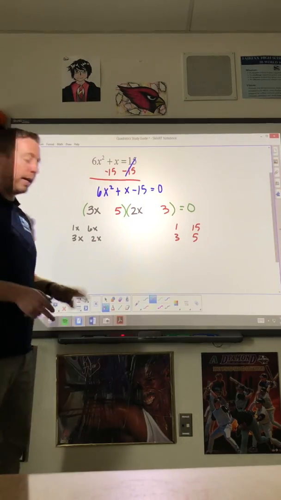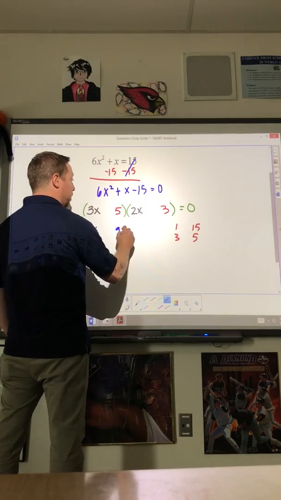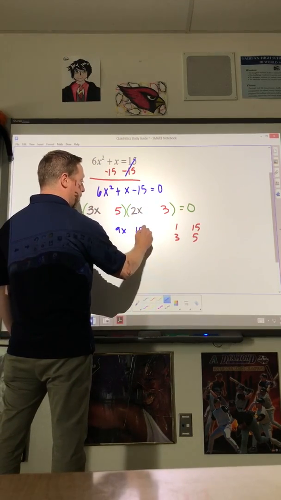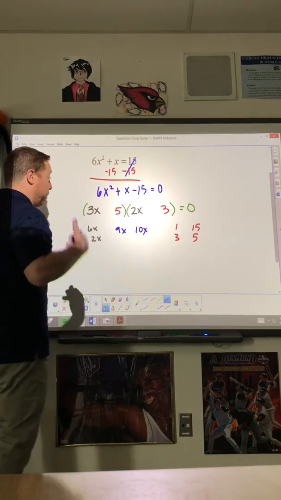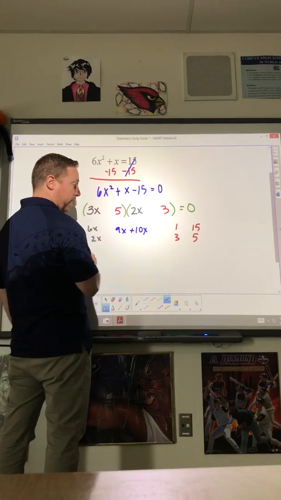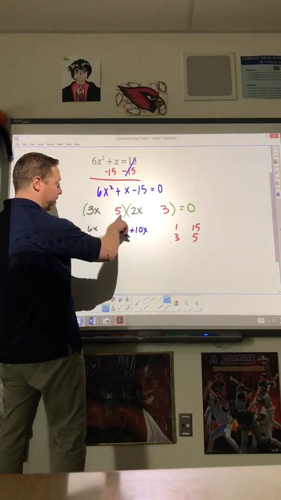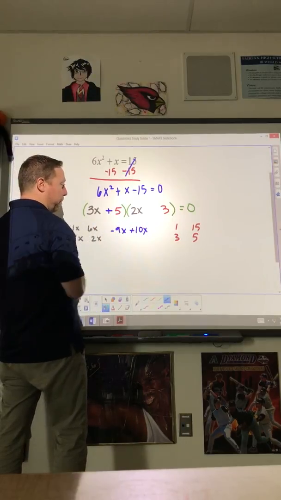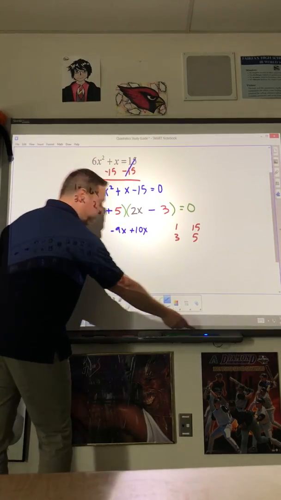So I don't know if this is right yet. So how I check is I'm going to check my outside. My outside is 9x. I'm going to check the inside. That's 10x. And I'm asking myself, can I use these two to make positive 1x for my middle? Yes, I can. In order to make positive 1x, I would need my 10x to be positive and my 9x to be negative. So my 5 times my 2x here, I'm going to need that to be positive. And my 3x times my 3, I'm going to need that to be negative.